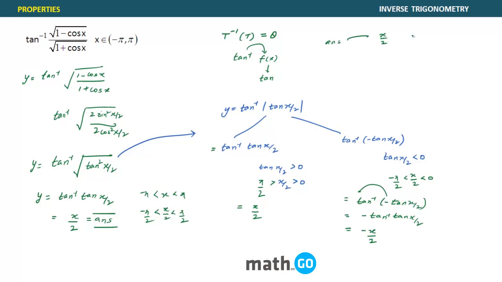So when x lies between 0 and pi, the answer is x by 2, or minus x by 2 when x by 2 is between minus pi by 2 and 0. But we want to find the value of x, so x lies between those ranges. These are the two answers that you have to mark in the exam. There is no one answer in this particular question.